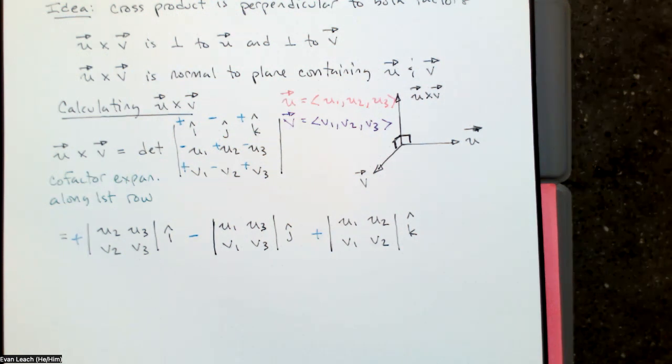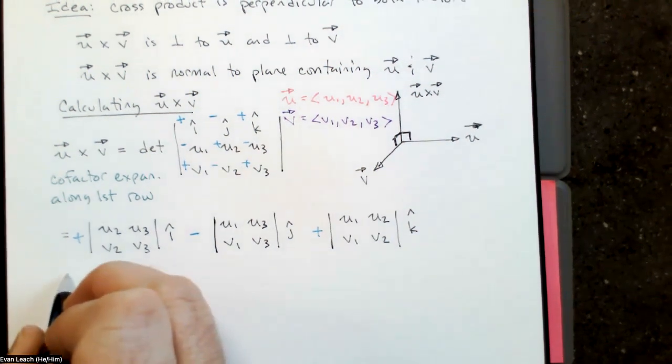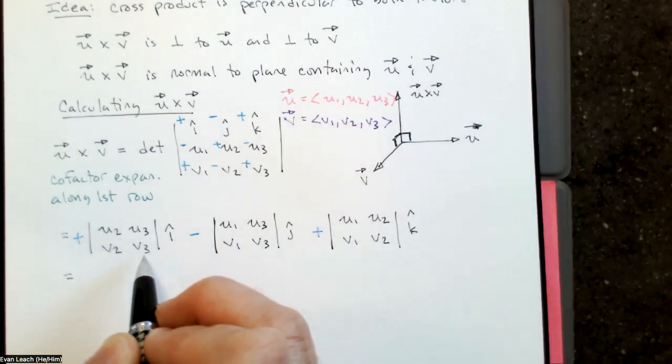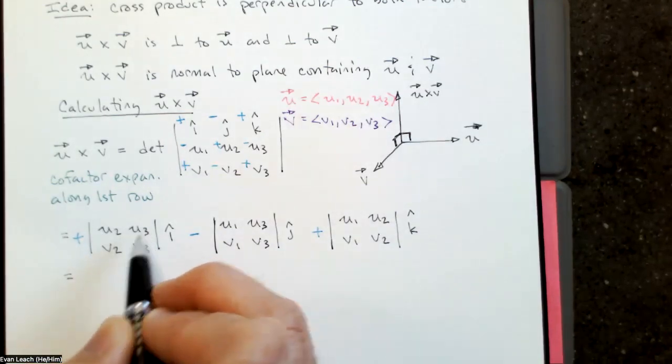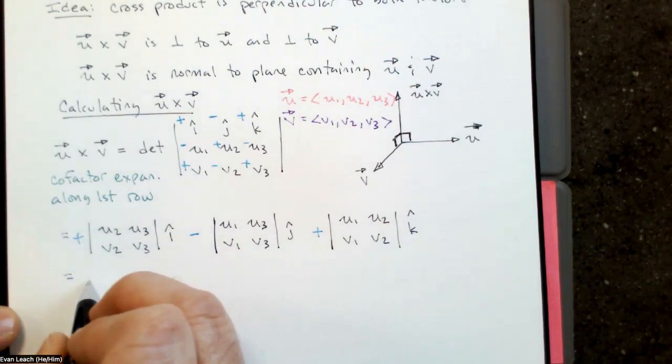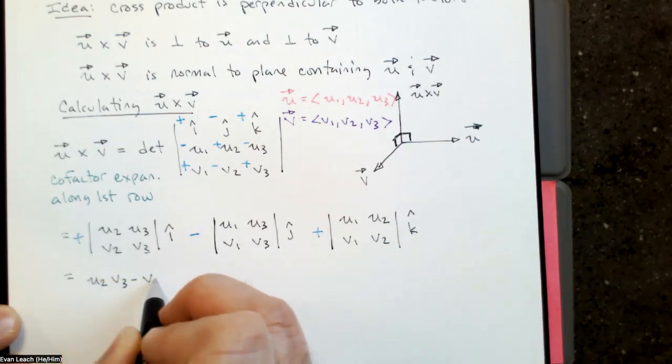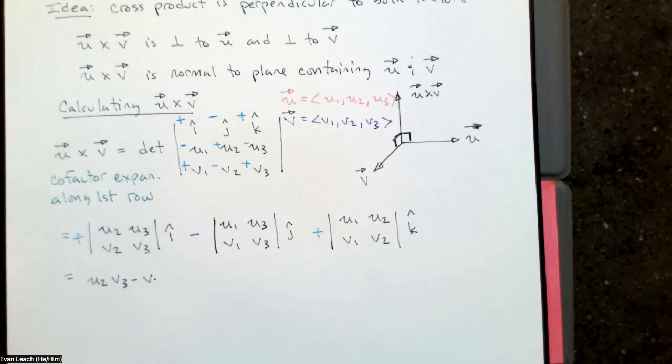So we take our 3x3 determinant, and we're going to calculate it in terms of 2x2 determinants. Now we can calculate each of these cofactors. And these are the determinants where we go U2 times V3 minus U3 times V2.